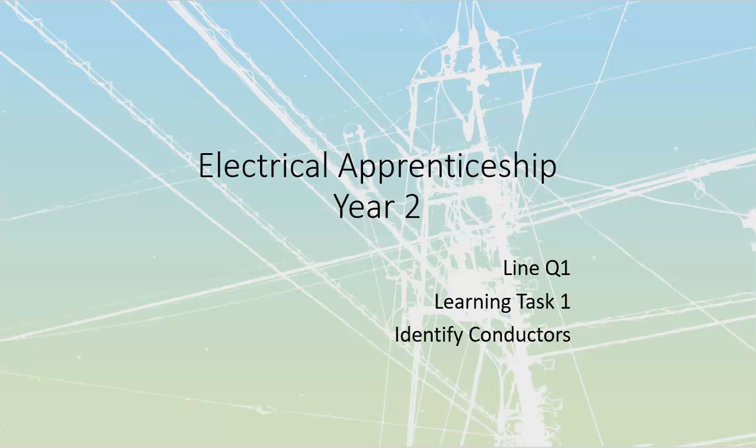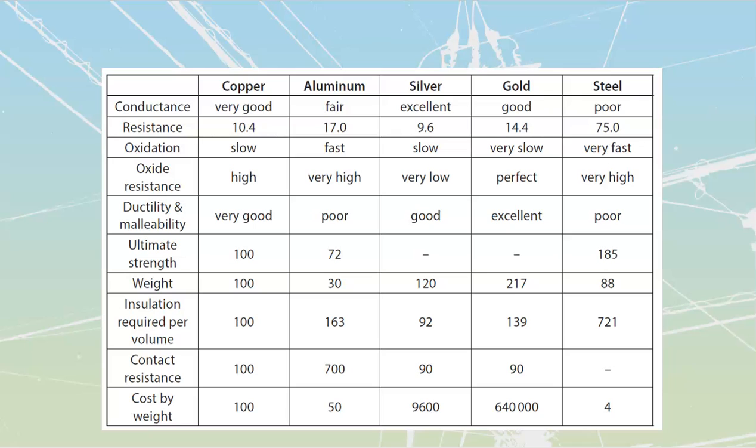All right, line Q1, learning task 1, which is going to talk about identification of conductors. In other words, what is a conductor and what makes a conductor? Well, the very first part of that whole learning task starts talking about different types of conducting materials. And there's a chart that's going to be shown inside there as well. But each material is going to have a bunch of things that are going to be held in tension when we select what they are going to be.